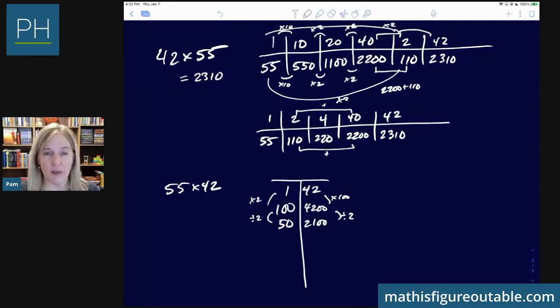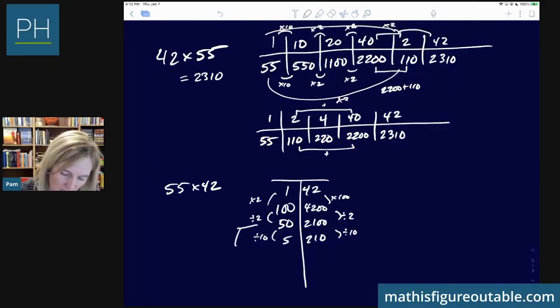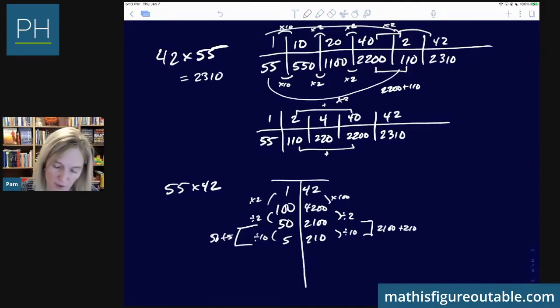Okay, now I still need 5 of them. How am I going to get 5 of them? Well, could I just scale from that 50? Can I just divide by 10? 50 divided by 10 is 5. And so now I've got to divide that 2,100 by 10. Well, there's that 0 thing happening again. Is that just 210? Okay, so far I've got 50 of them. I've got 5 of them. I'm going to have to add those together, that 50 plus that 5. So I'm going to add that 2,100 plus that 210. And does that give us 55 42s, that 2,310?